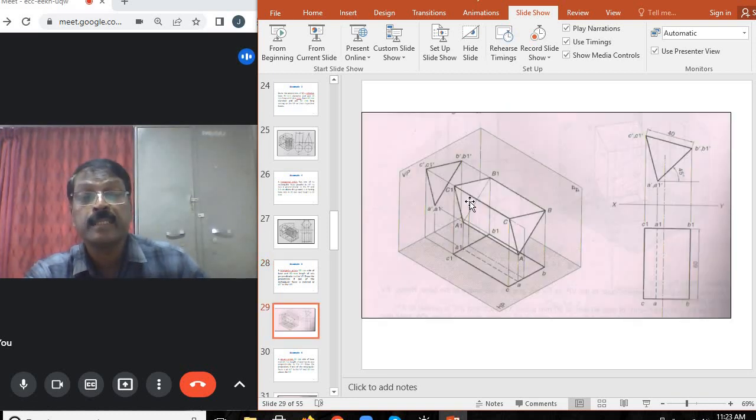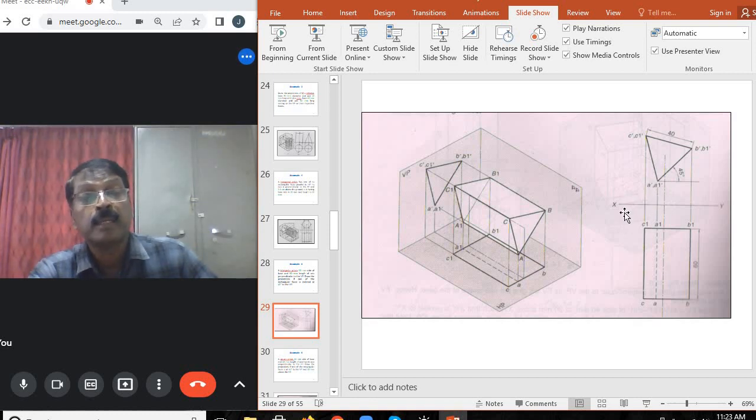Since the axis is perpendicular to VP, the base is visible in the front view as true shape. The true shape of the base triangle is available in the front view. So let us understand, we have to start with the front view.